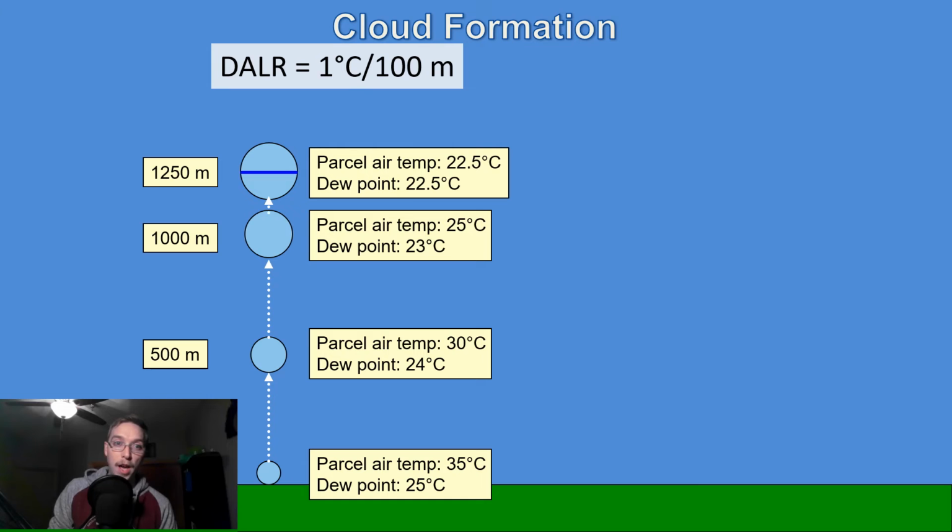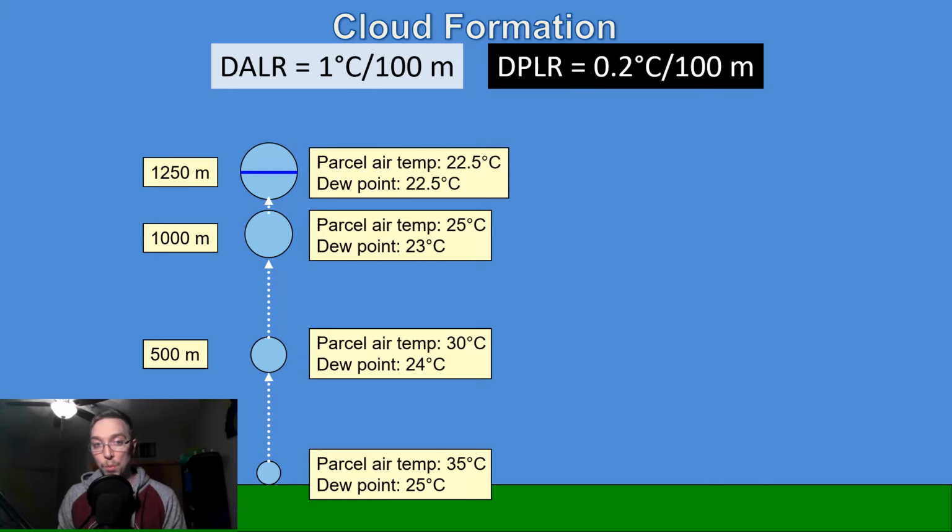So we know our dry adiabatic lapse rate is 1 degree Celsius for every 100 meters. We know our dew point lapse rate is 0.2 of a degree Celsius for every 100 meters. What happens once you get to saturation, once you hit that lifting condensation level?